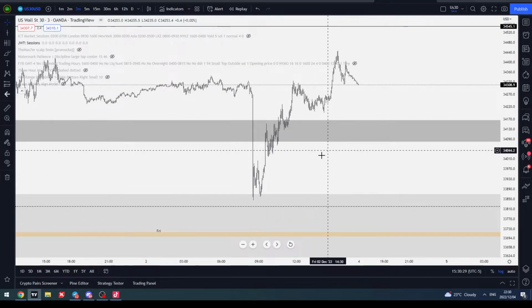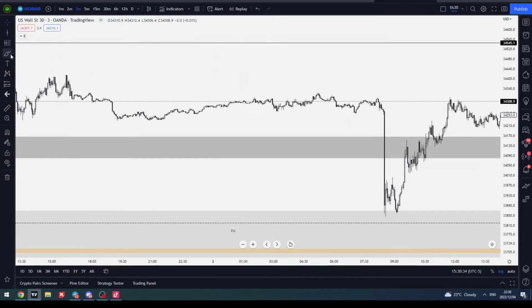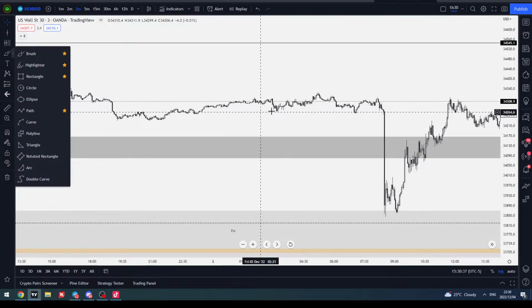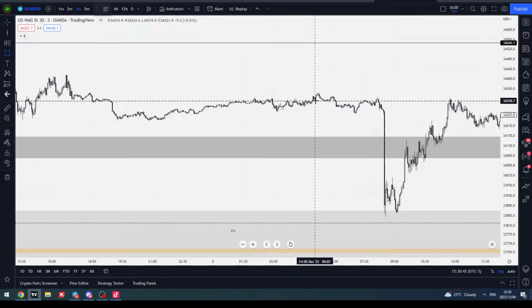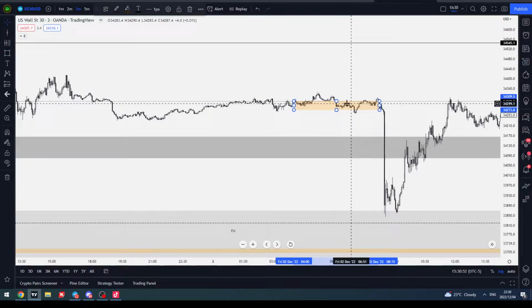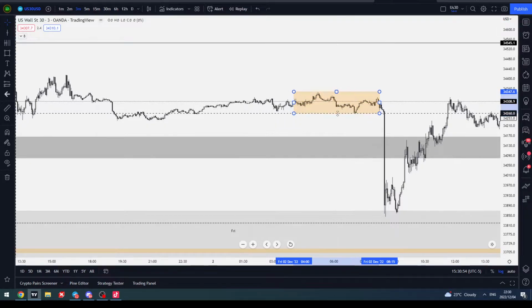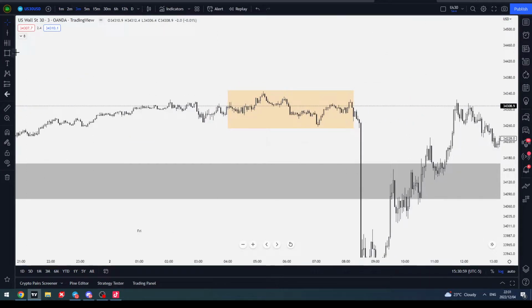Let's just have a look at this one before time closed. Let's look here. 8:15 is here. Well, this was NFP, so that happened. Let's look at another day.